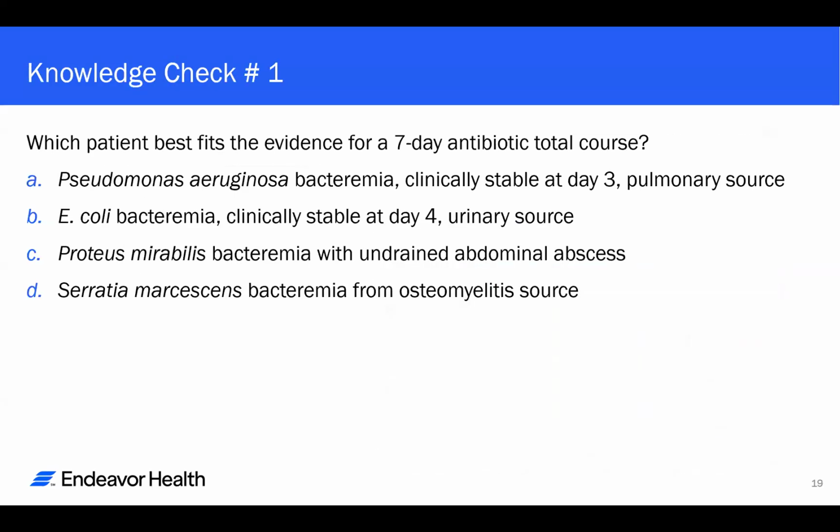So we'll just do a quick knowledge check question here. According to that literature that we just reviewed, who would best fit the evidence for a 7-day antibiotic total course? Who would we feel most comfortable? So is it A, a Pseudomonas aeruginosa bacteremia, clinically stable at day 3 with a pulmonary source? B, an E. coli bacteremia, clinically stable by day 4 with urinary source? C, Proteus bacteremia with undrained abdominal source? And D, Serratia marcescens bacteremia from osteomyelitis.